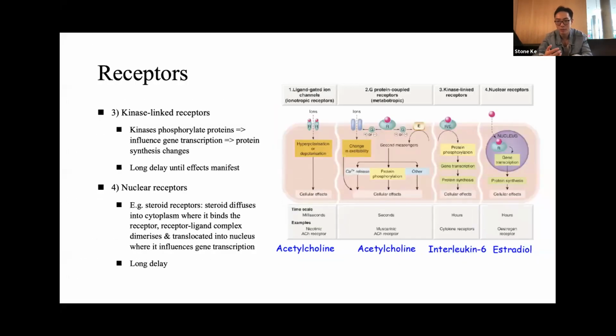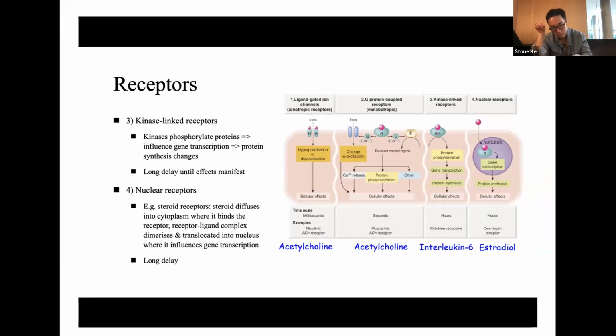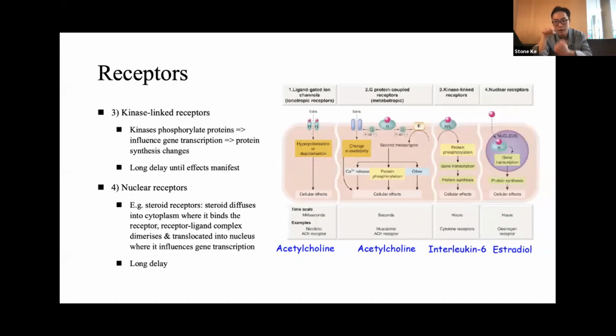It just says hours on the diagram, but when it comes to nuclear receptors, it's kind of the same principle. Something will diffuse, and this time it won't bind at the plasma membrane. It'll go through into the cytoplasm and bind there. That receptor-ligand complex will then dimerize, so two of them will come together. It'll go into the nucleus and interact with DNA either indirectly or directly. Don't ask me what that means, but it will interact with the DNA, and then you'll have changes in gene transcription and protein synthesis. Again, because of that, it'll take some time.